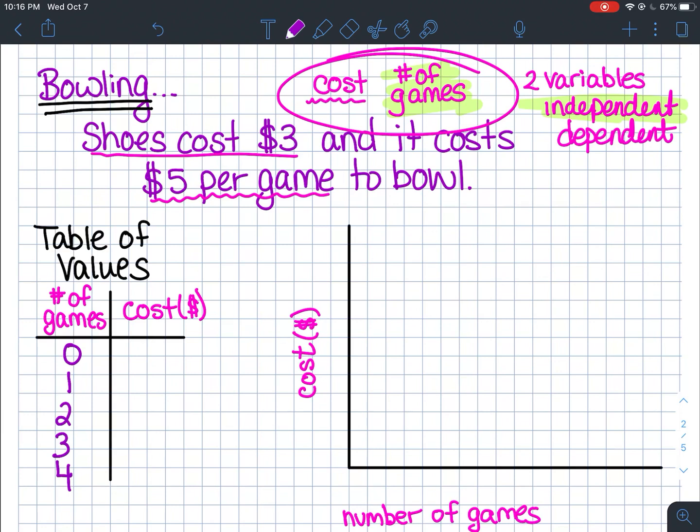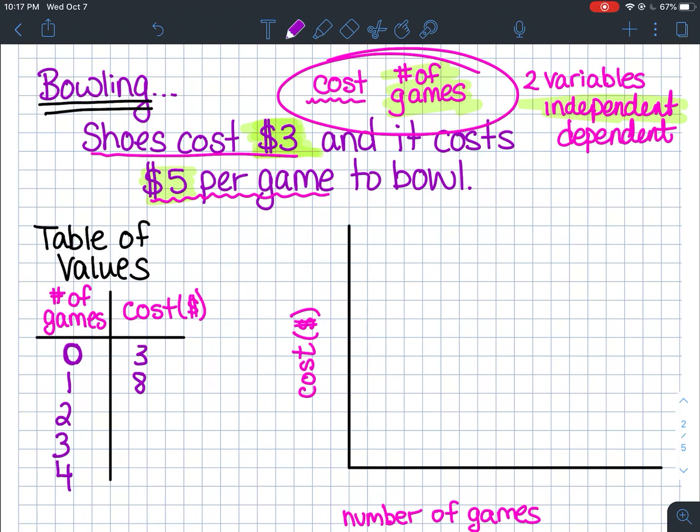Okay, so we're getting some shoes. Every time we have to get shoes, that's going to cost us $3. So we're not playing any games. We got 0 games, but we still have to pay for our shoes. So that's going to cost us $3. Okay, now what if we play 1 game of bowling? So think of it as a separate scenario. 1 game of bowling would be $5 plus my shoes, $3. So if I just go to the bowling alley and play 1 game, that's going to cost me $8.